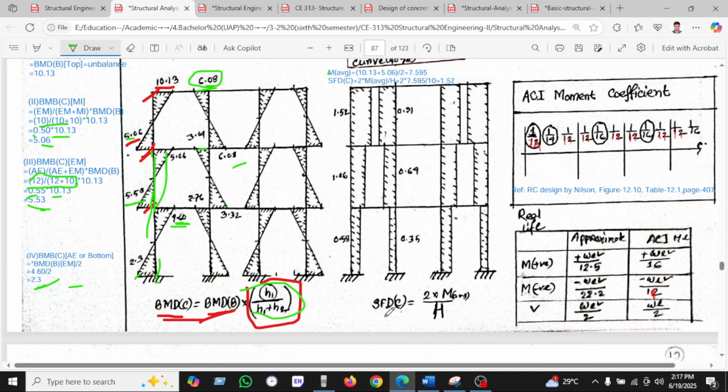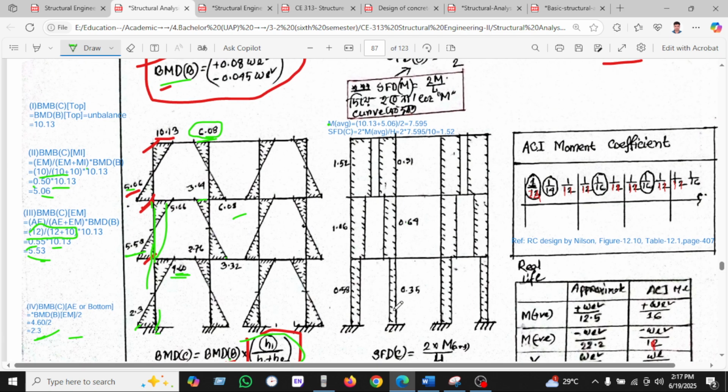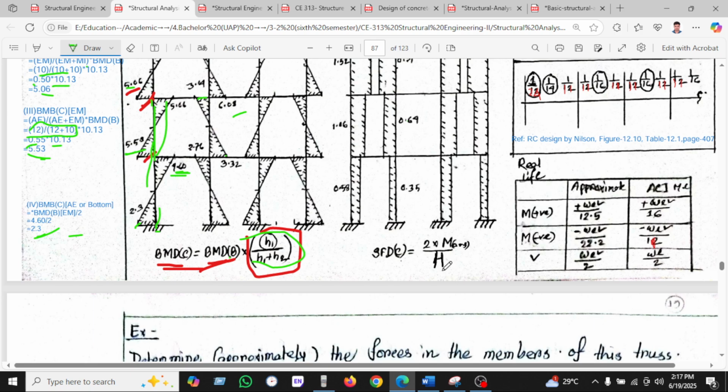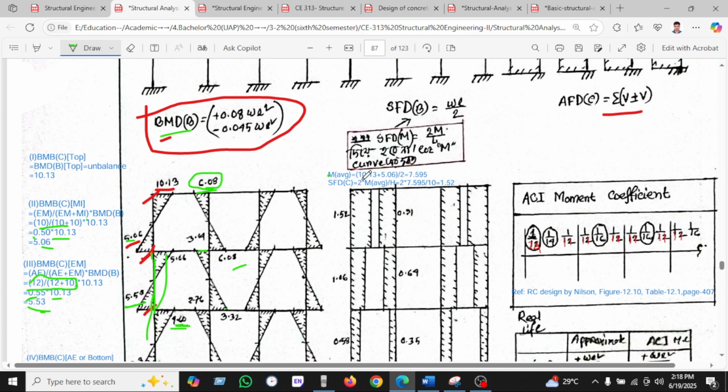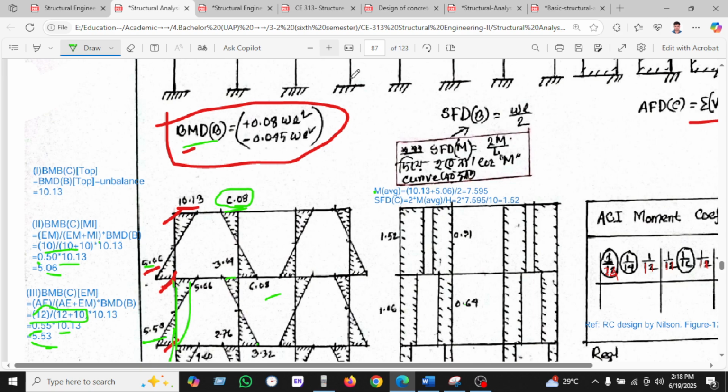Now you can see how we will calculate the shear force of the column, but it is not needed. So 2 into M average divided by H. What is the M average? The M average is nothing but, as we can see here, 10.13 and here 5.06, divided by 2, which is 7.596. So the shear force of a column will be 2 into M average divided by H.